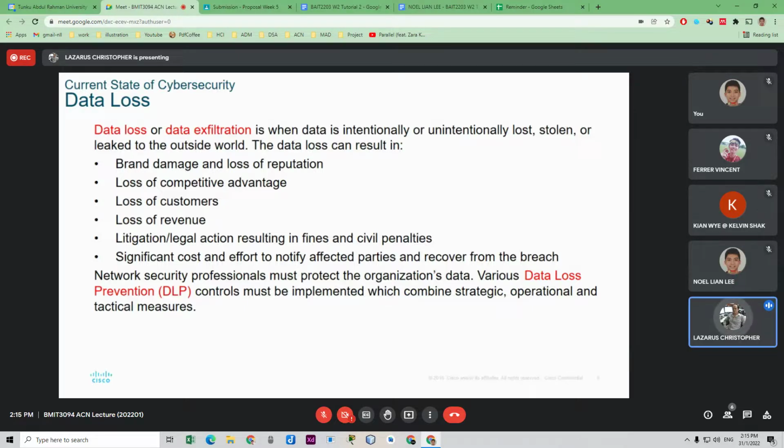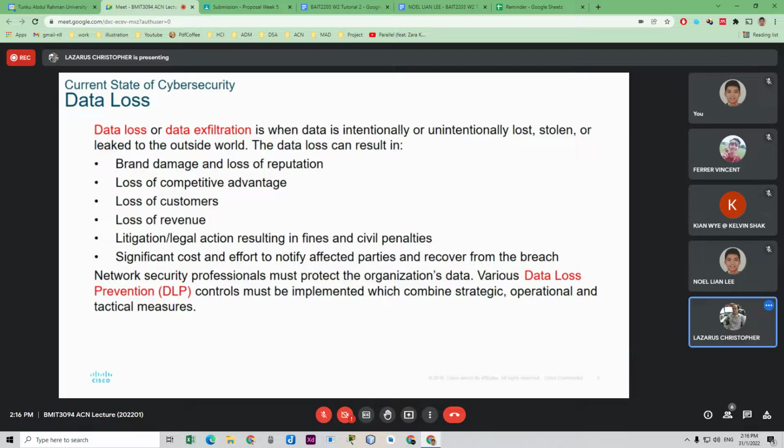Then you lose customers. That means your customer list, your customer information, credit card information. Your customers leave you because of loss of trust, loss of confidence. Then you lose customers as well. Loss of revenue, your source of income is lost. This is what I'm talking about. You lose your credit card transaction information, right?